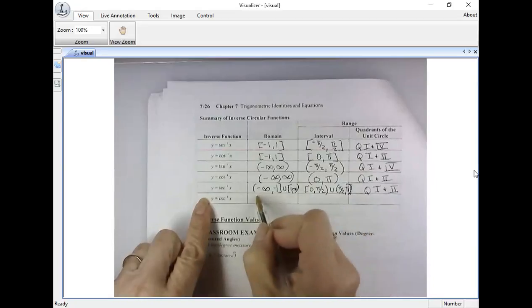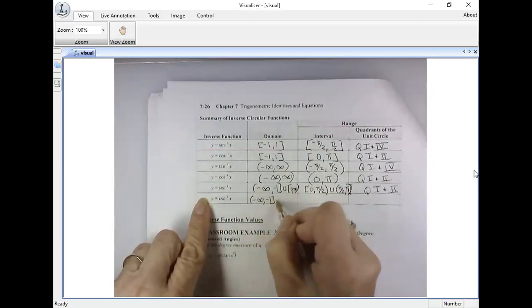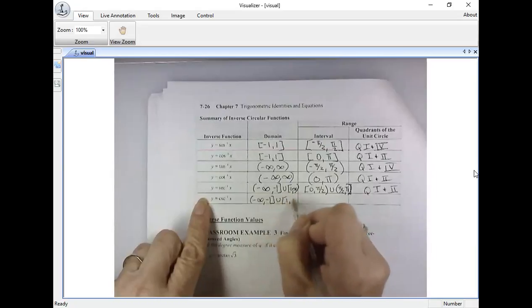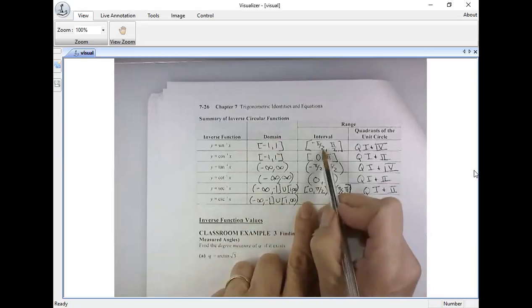Is my domain going to be the same, or is it going to look different? This arc secant. It's the same. So it's from -infinity to -1, close bracket, union, 1 to +infinity. But I think my range is different. Do you remember what the restrictions are on arc cosecant? Cosecant's the reciprocal of sine. So it ought to be the same as this, except what is the value we can't include?